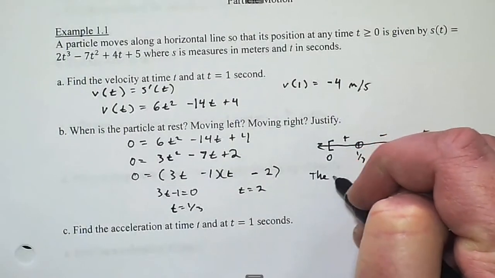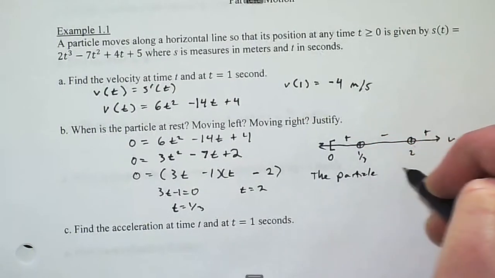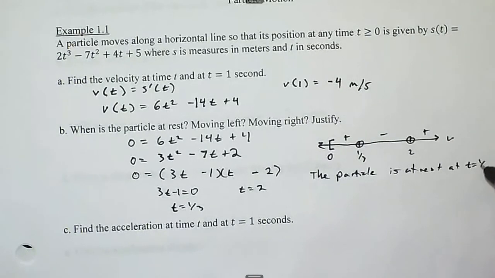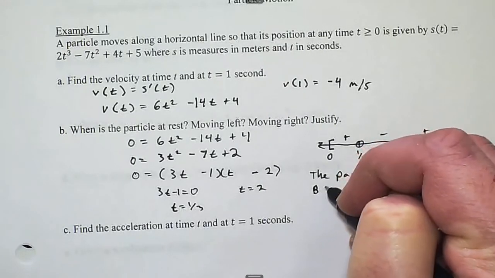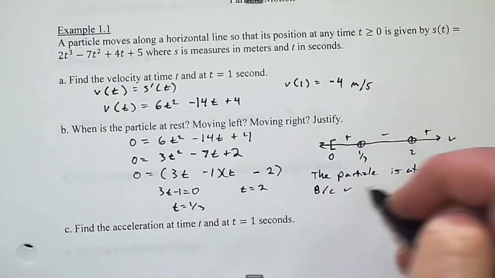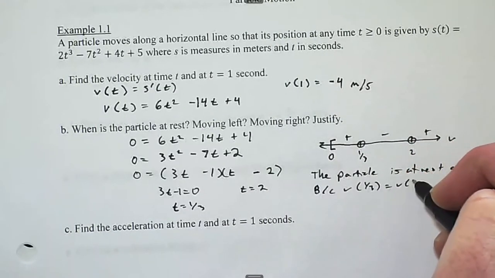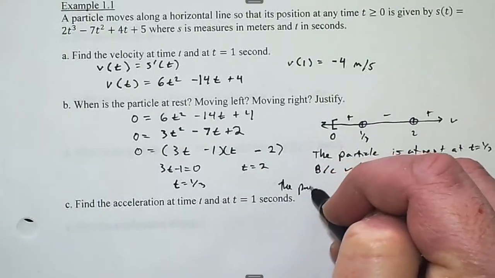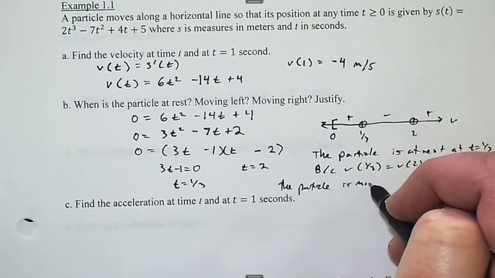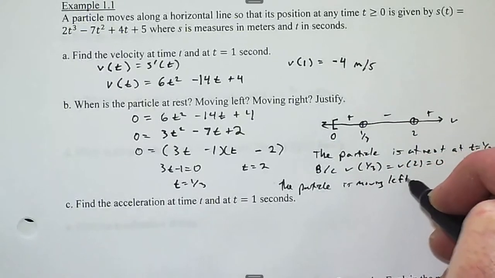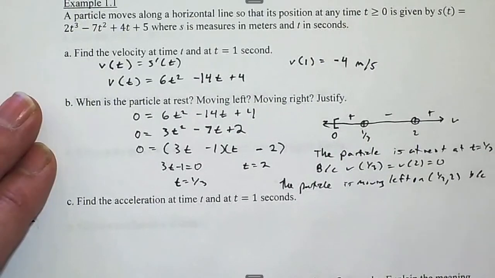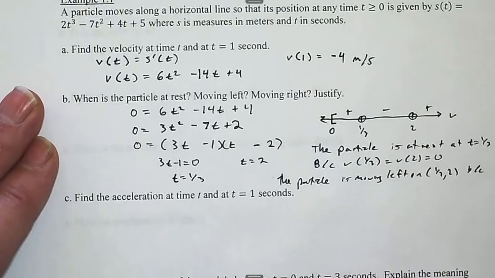So the particle is at rest at t equals 1/3 and t equals 2, because v of 1/3 equals v of 2 is equal to 0. The particle is moving left on the interval from 1/3 to 2. How do I know it's moving left? Because velocity is negative.